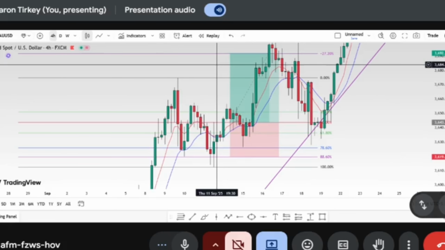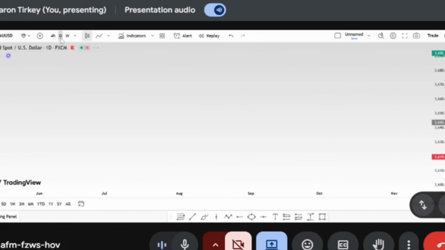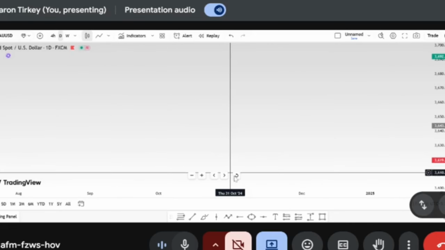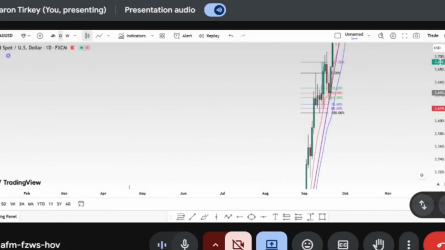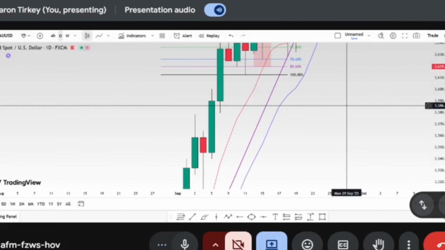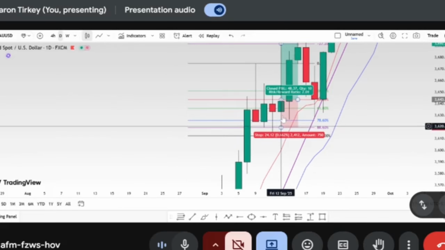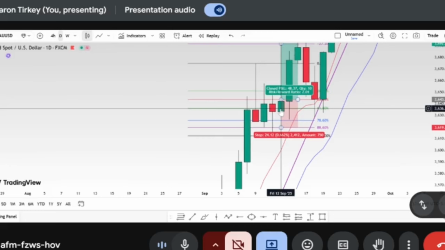Now, if you want to set your break evens, jump into the 1 day chart, and here you should find your entry. Your entry will be here, at this bullish candle where you enter, 12 September 2025.